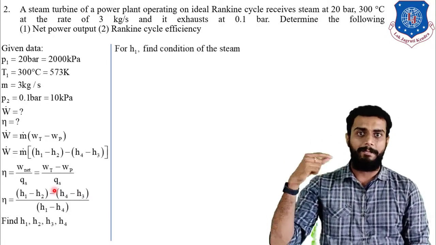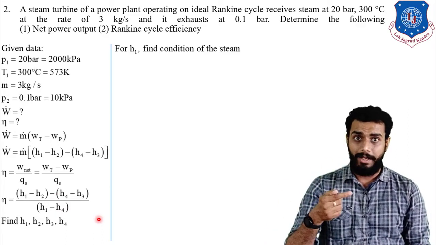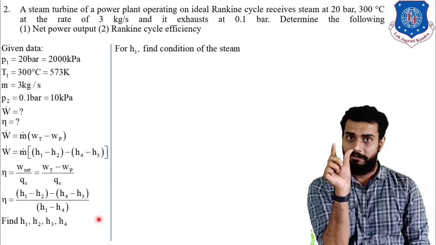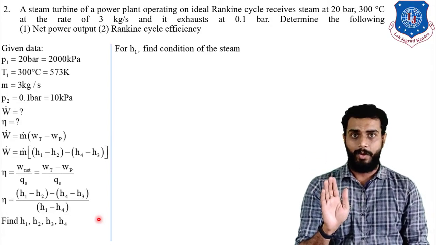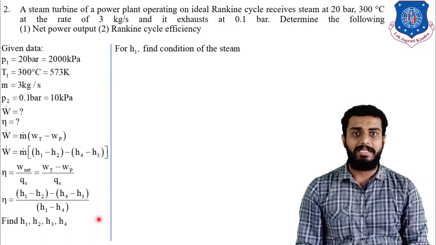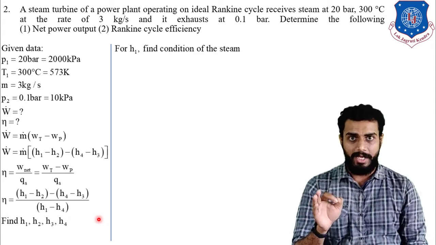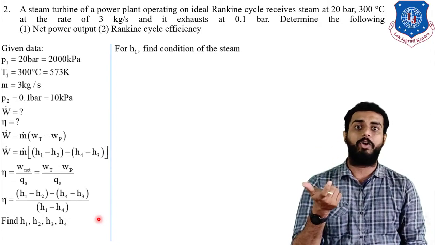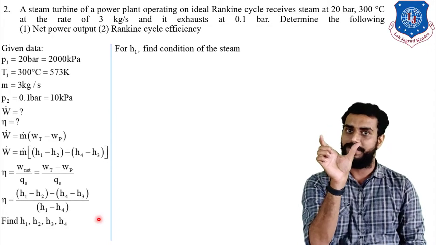If you observe example number 1 that we have already discussed, in that example the condition was written with the word saturated. Here nothing is written like that. So here the pressure and temperature are given, that is 20 bar and 300 degrees Celsius. So what you will do, you will open the steam table, and which steam table will you open? Obviously pressure based. So in the bracket it will be written pressure table.